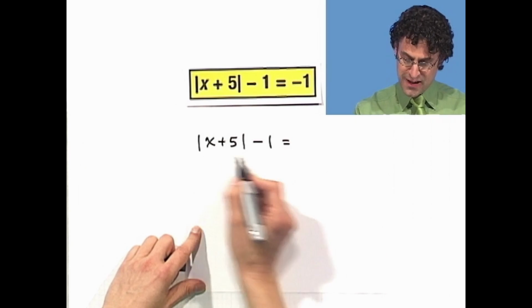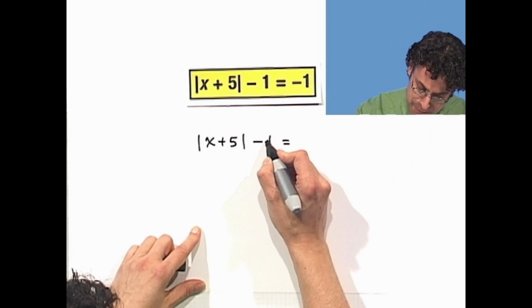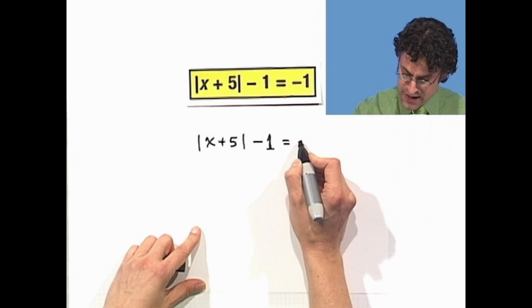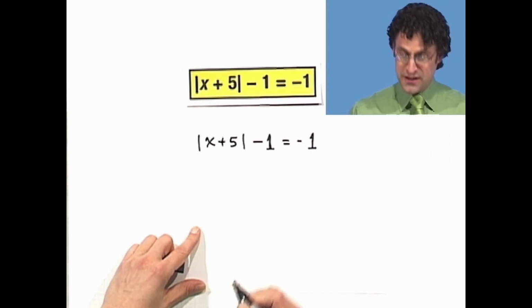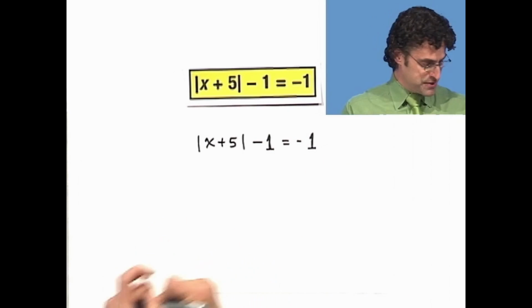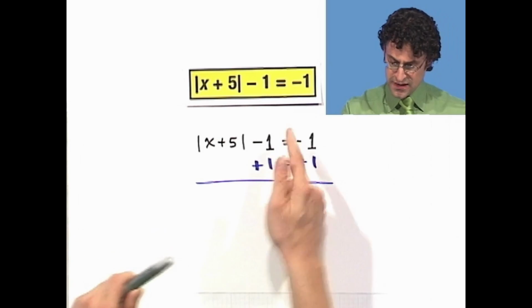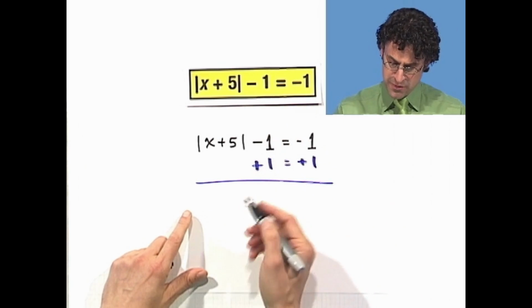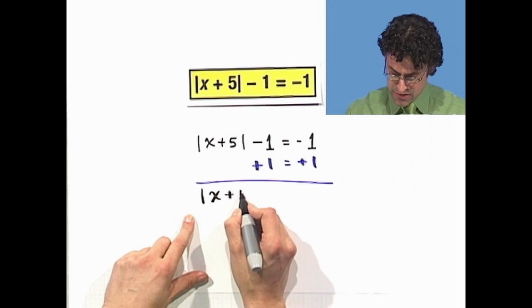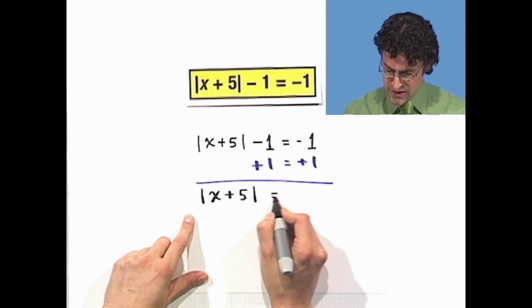By the way, with absolute values, it's sort of difficult to tell what's the 1. So I'll make my 1s look very fancy just for now so you don't get it confused with an absolute value stick. Okay, so now I'm going to add 1 to both sides to keep everything balanced. The minus 1 and plus 1 add to give 0, and I'm just left with this: absolute value of x plus 5 equals 0.